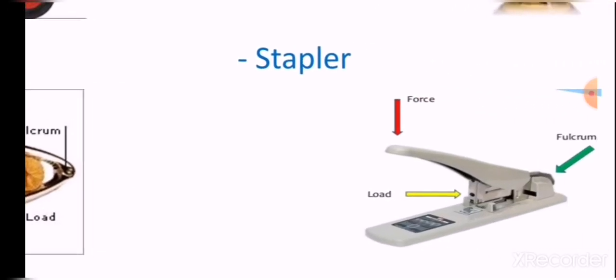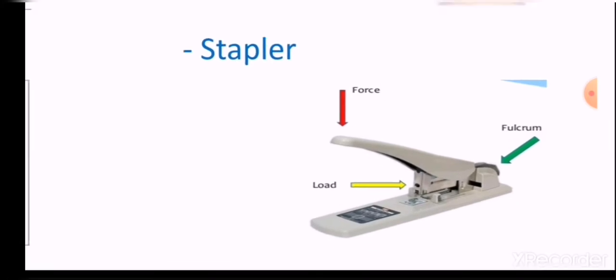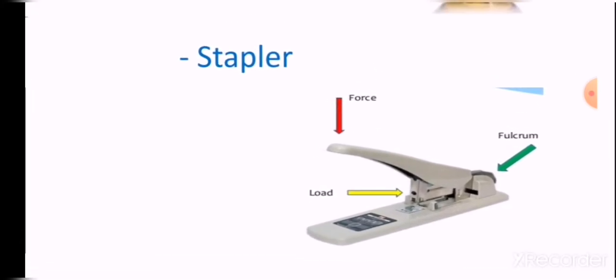Number four, like a stapler. You put the paper here, so the load or the weight of the object affects here. So the load or the resistance is between the fulcrum and the effort force. So the stapler is a second class lever.